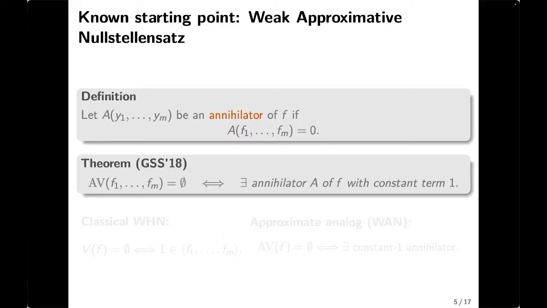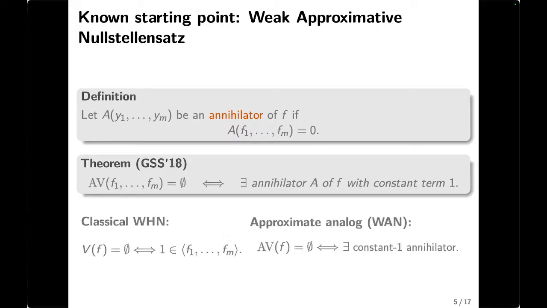The starting point of our work was the observation that this is very similar to what we see in the classical case. In the classical case, the variety of this system of polynomials is empty if, as Robert talked about, the sum of f_i g_i is 1, or like, 1 lies in this ideal.